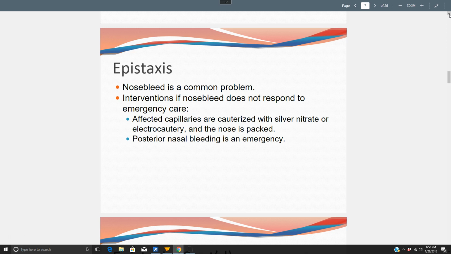Okay, so that's pretty much those types of injuries, the nose, and then looking at and assessing whether or not we have a problem with posterior nasal bleeding.